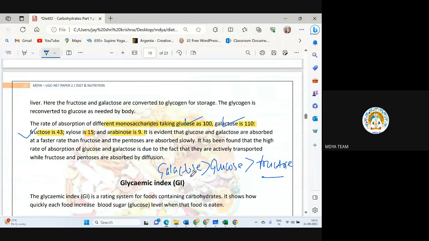So this is the sequence of absorption. Galactose is absorbed more quickly, then glucose, then fructose. Now, it is found that the high rate of absorption of glucose and galactose is due to the fact that they are actively transported, while fructose and pentoses are absorbed by diffusion. This means there are two types of transportation: active transportation and passive transportation.